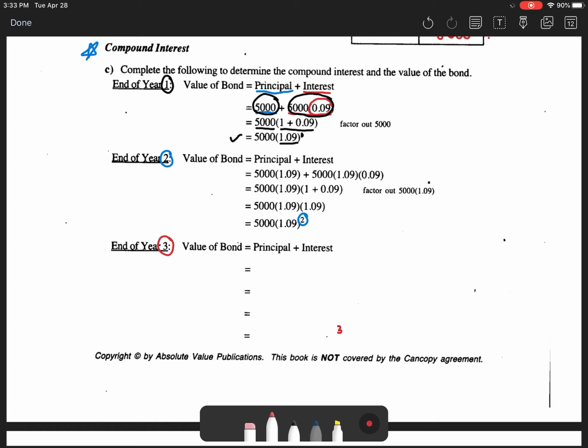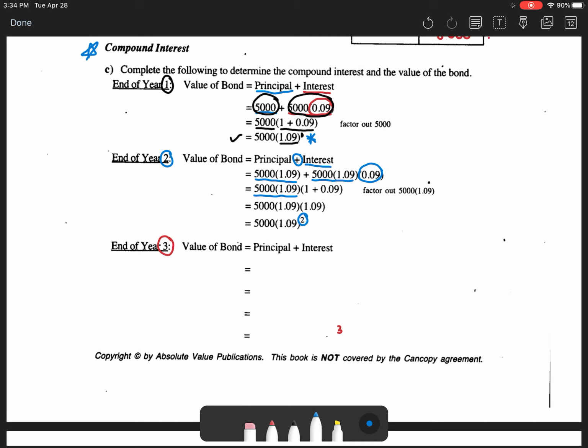And if I use that same rationale moving forward, you'll see that at the end of year 2, I'm going to have a 2 here. And at the end of year 3, I'm most likely going to have an exponent of 3 down here, which I will work towards. But if I go back to year 2 now, what you'll notice is that the amount at the end of year 1 becomes the principal at the beginning of year 2. So that 5,000, 1.09 to the exponent of 1 is now my principal.